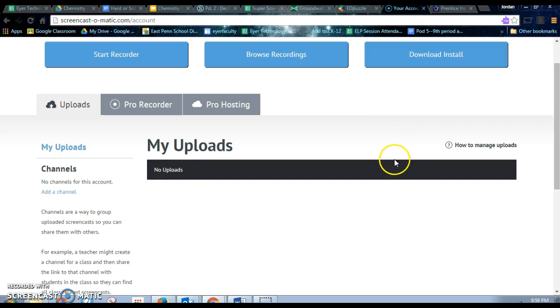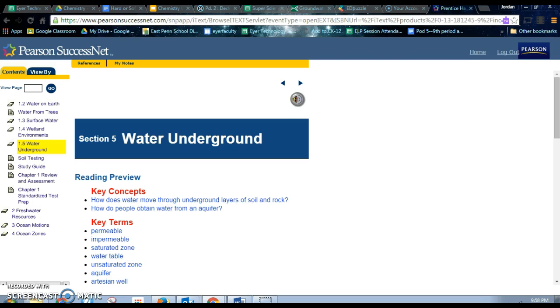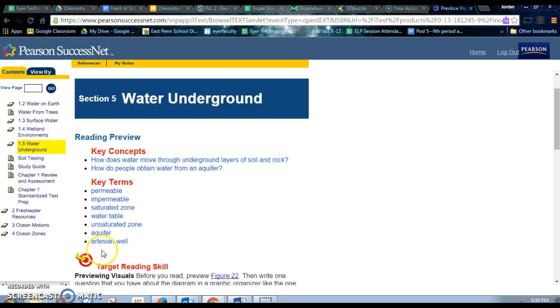So I'm going to click on the online book, since I'm assuming most of you don't bring your book to class. Let me make this smaller. Okay, so section 5 is called Water Underground. The key concepts you are going to learn about are how does water move through underground layers of soil and rock, and how do people obtain water from an aquifer. Here are the key terms: permeable, impermeable, saturated zone, water table, unsaturated zone, aquifer, and artesian well. I'm not going to get to all of those today, but we should be able to get to the first couple.